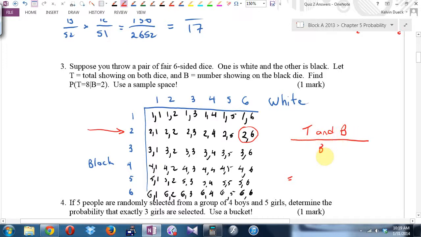You okay with that so far? Now, what's both of them? Look at what I circled. That's the only one that adds to 8 and starts with a black 2. That's the only one that satisfies both of them. How many have I circled? 1. Out of how many different combinations grand total? 6 by 6 is?